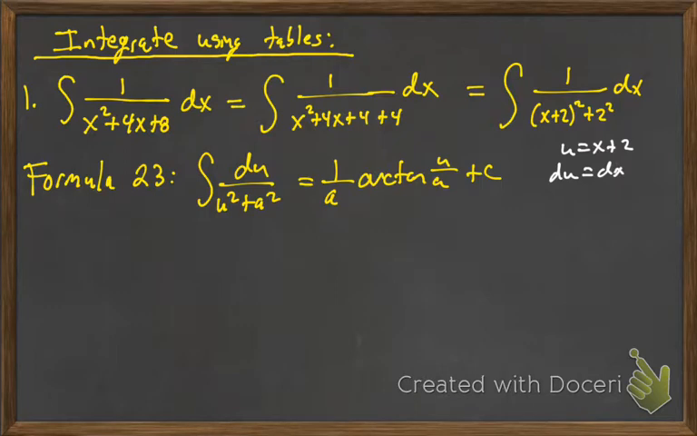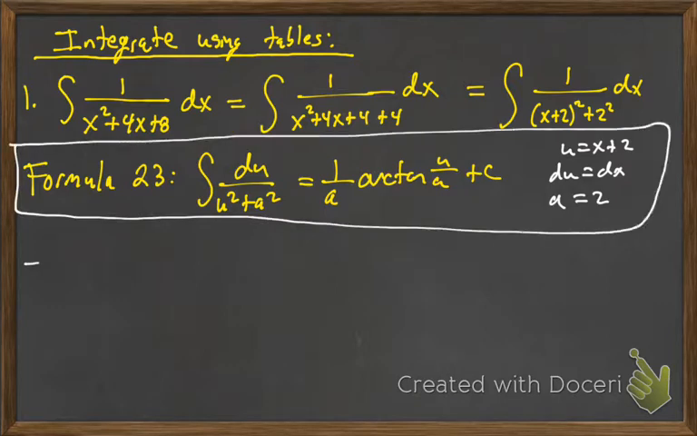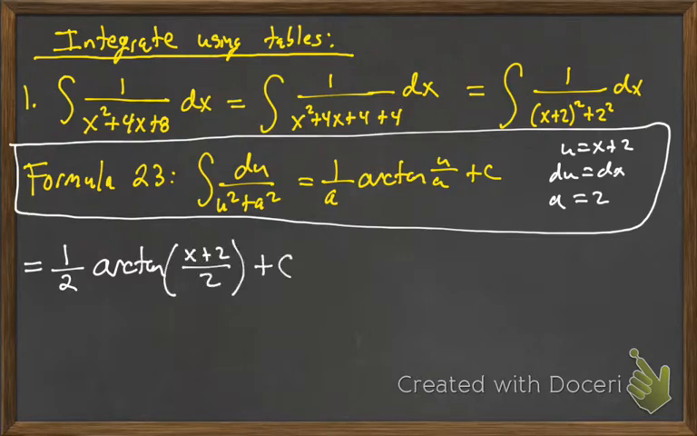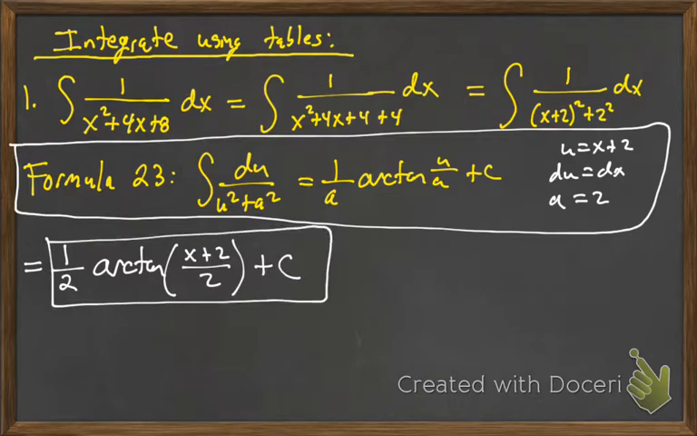So to get it to fit the form, your u is going to be x plus 2, du is dx, and the a will be 2. So we'll go ahead and use that. It's going to be 1 over 2 arctan of x plus 2 over 2, and then plus c. Okay, that one's pretty straightforward. Wasn't too much going on there. Some of them you have to be a little bit clever, and we'll get into an example or two a little bit more complicated. So number 2, we have e to the x over 1 minus the tangent of e to the x dx.